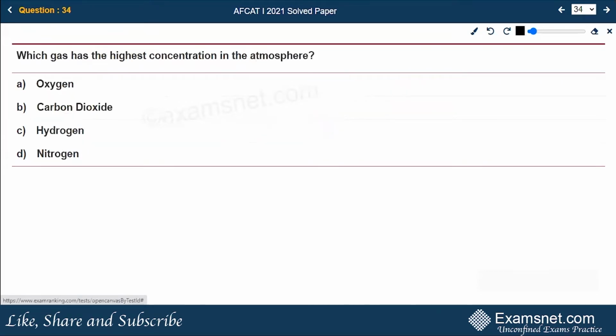Next, question number 34. Which has the highest concentration in the atmosphere? Oxygen, carbon dioxide, hydrogen, or nitrogen? Let's see the composition of air according to NASA.